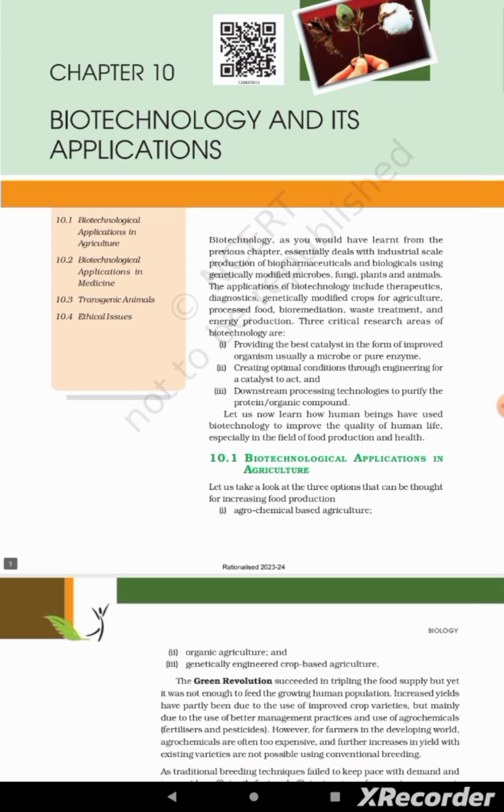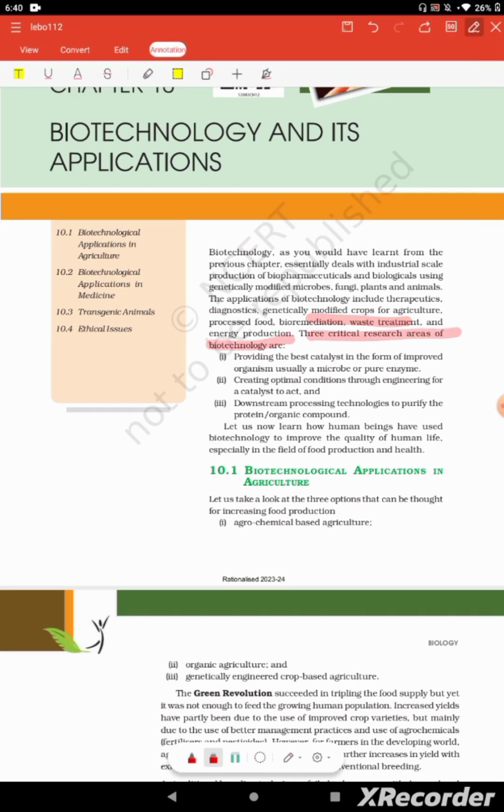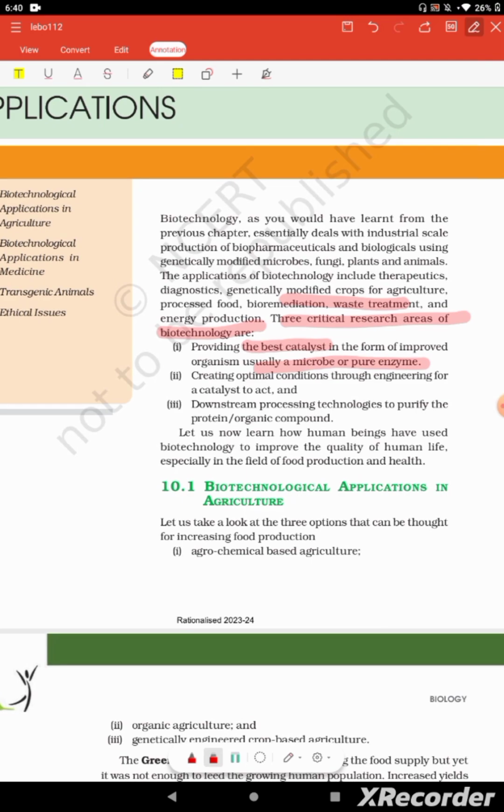So basically there are three criteria in the research area of biotechnology. First is providing the best catalyst in the form of an improved organism, usually a microbe or a pure enzyme. Second criteria would be creating optimal conditions through engineering for a catalyst to act. So this is related to what we have done in recombinant DNA technology, that is providing the product. What is that product? Protein product.